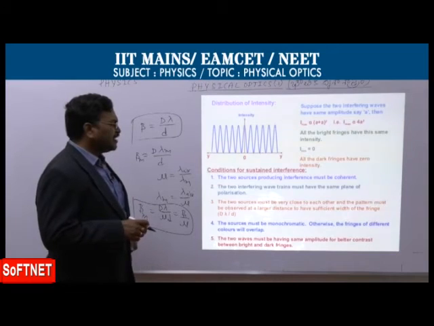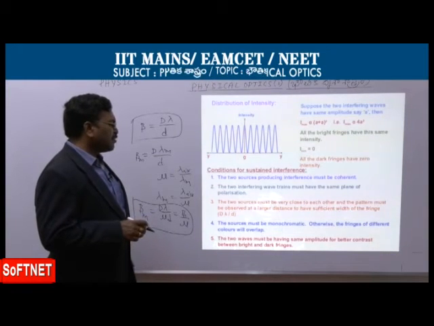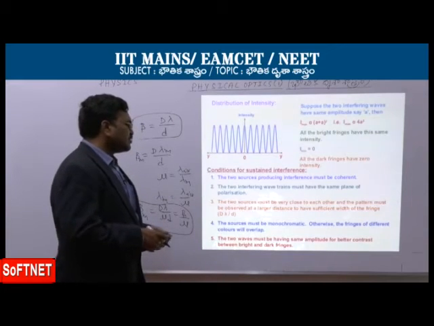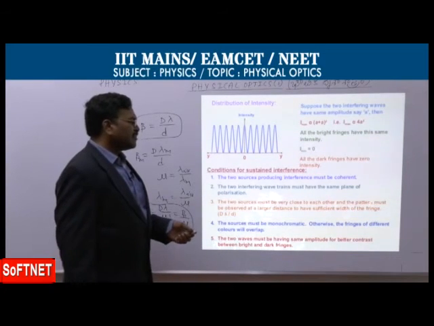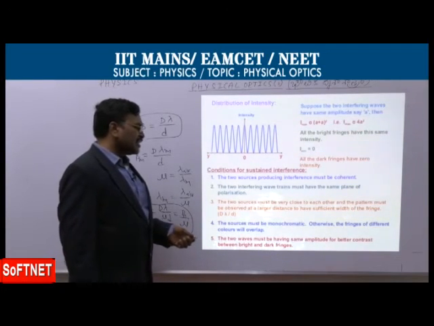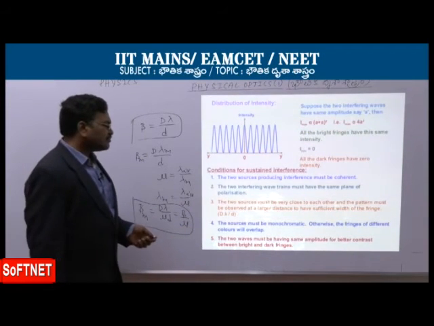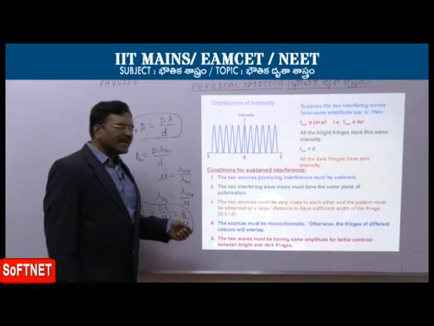And the two interfering wave trains must have the same plane of polarization. Polarization I will explain next. Now here the two sources must be very close to each other, and the pattern must be observed at a larger distance to have sufficient width of the fringe. Here the two sources must be very close to each other.